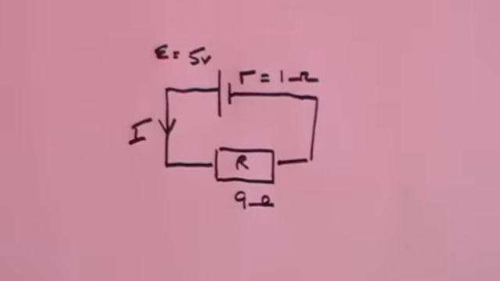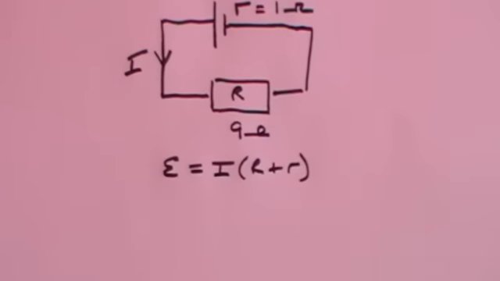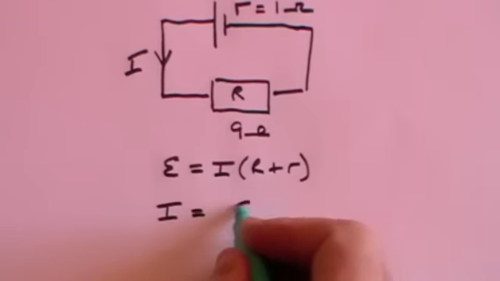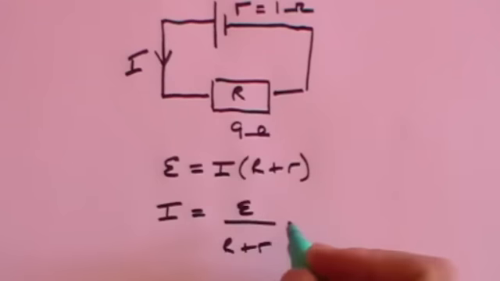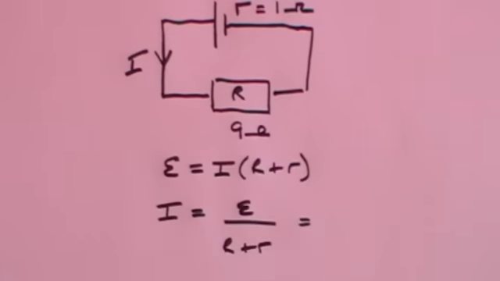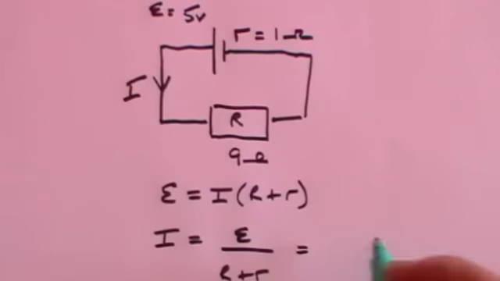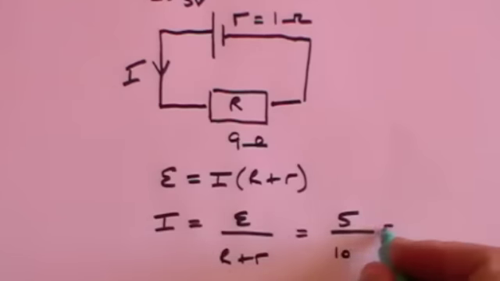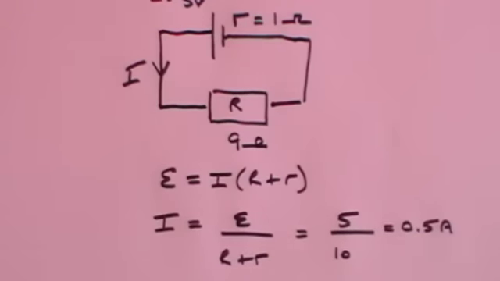Right, so now we know that E is equal to I into R plus r. We developed that before, and that means that I, which we don't yet know, is E divided by R plus r. Well, E, we said, was 5 volts. So that's 5 divided by R plus r. Well, that's 9 plus 1 is 10. So that's nice and easy. That comes to 0.5 amps. So we've got a current of 0.5 amps flowing in the circuit.